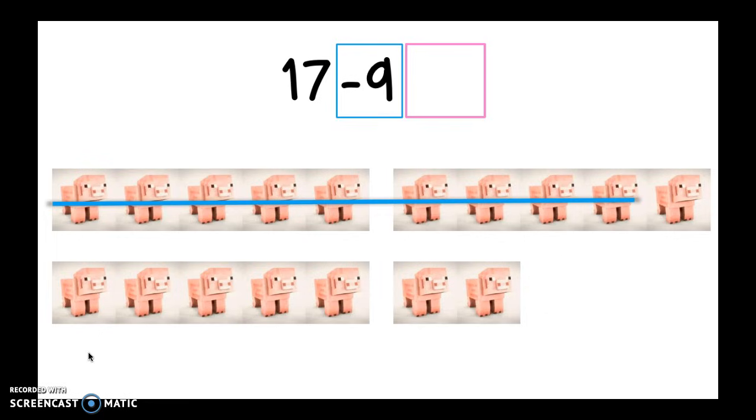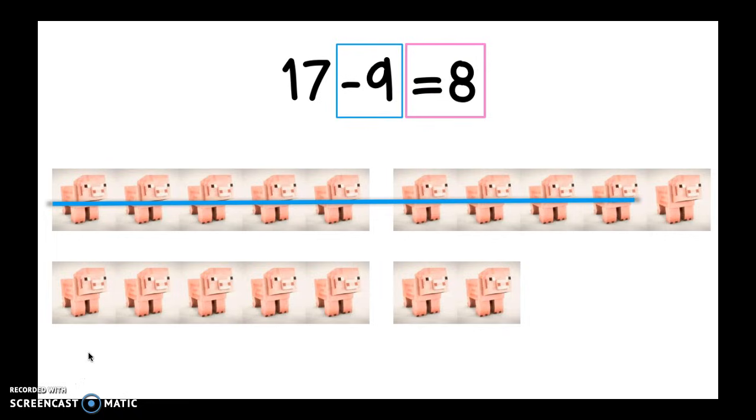And now I need to fill in that last part of my number sentence, you know, the equals part. So I have 8 left over. I know that because I only have 8 that aren't crossed out. 1, 2, 3, 4, 5, 6, 7, 8. Did you have the same as me? Oh, good job, friend. We're on a roll.